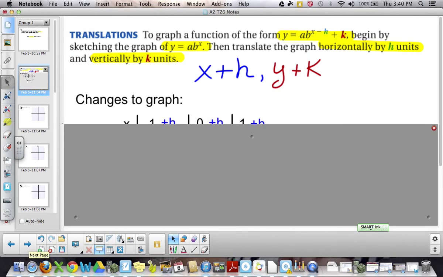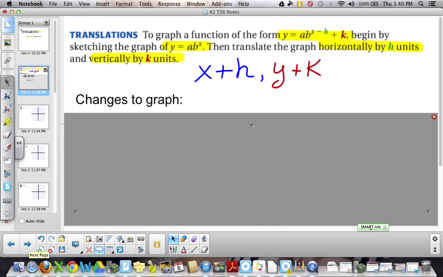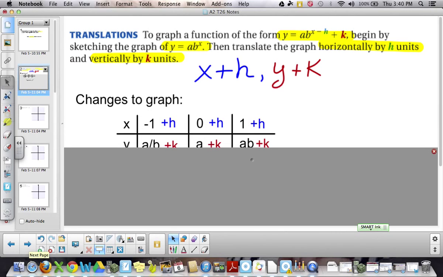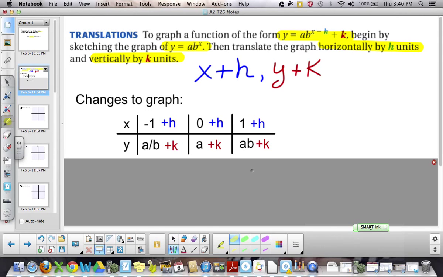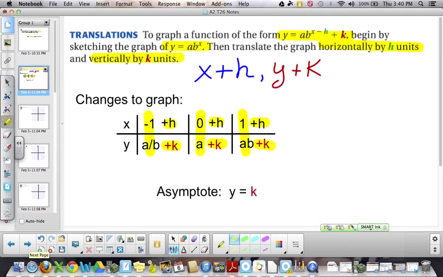All right, so how does this change our graph? Well, with the points, we take our original points of negative 1, a over b; 0, a; and 1, ab, and then we add h to all of the x coordinates, and we add k to all of the y coordinates. The other change is to our asymptote. The asymptote is no longer going to be the x-axis, it's going to be the horizontal line y equals k.